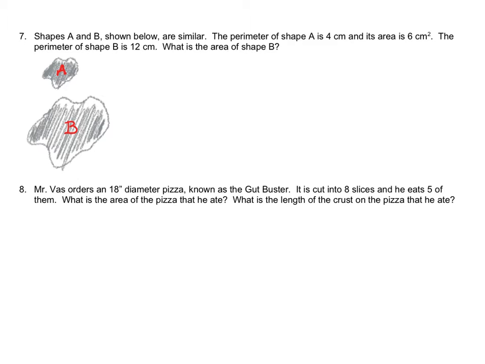All right, page 2, let's get after it here. Question number 7. Shapes A and B shown below are similar. So let's talk about that word right there. That means same shape, different size. There are going to be some ratios working together between shapes A and B.